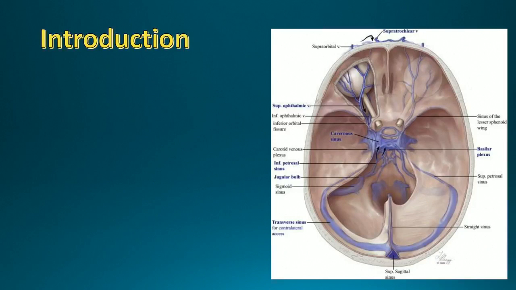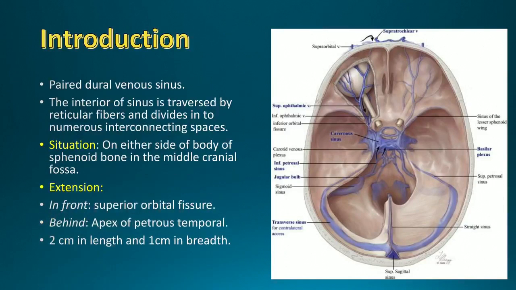Now, where actually is the cavernous sinus situated? It is situated in the middle cranial fossa. You are able to see the middle cranial fossa. This is the body of the sphenoid bone. On either side of the sphenoid bone, you see the cavernous sinus. So that means you have a right and left cavernous sinus. It is obviously a paired sinus.